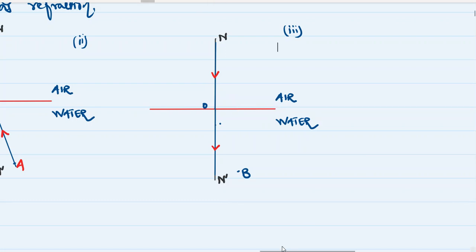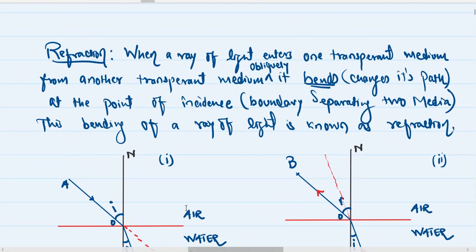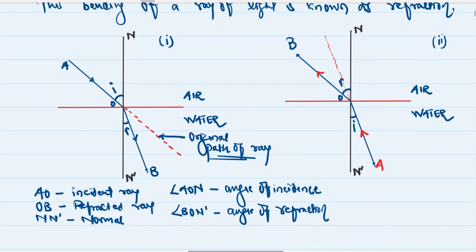So again, I want to emphasize the definition of refraction which I had written here. When a ray of light enters from one transparent medium to another transparent medium obliquely, it bends or changes its path at the point of incidence or the boundary separating two media, and this bending of the ray of light is known as refraction. This is what I told you.